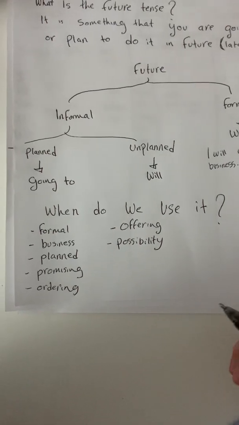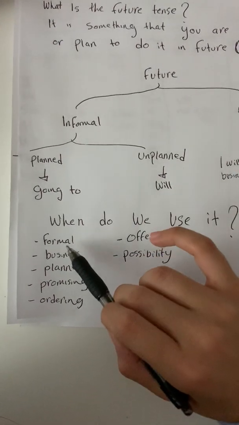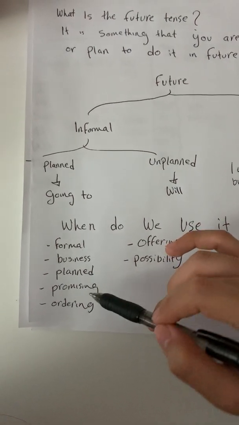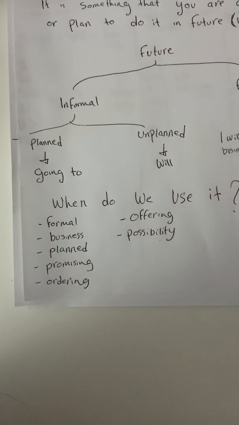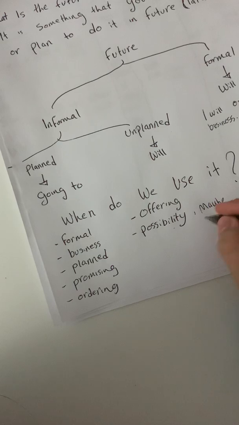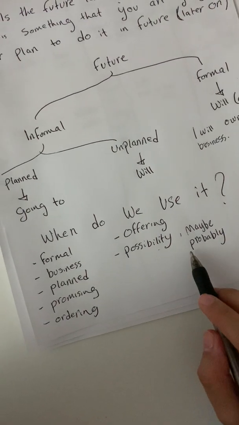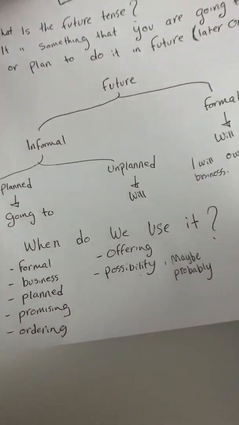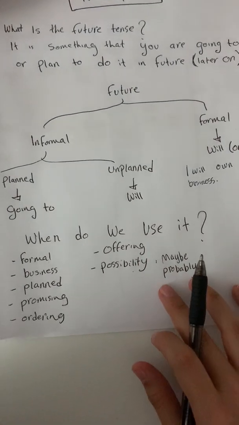Next, let's discuss when to use it. We use it at any different time, like any time that you plan to do something formal, something in business, something planned, or if you want to promise something, ordering, offering, or possibility. Possibility means using maybe or using probably. That's what I mean by possibility. You have to have one of the possibility words in the sentence, then it's going to be a possibility. Okay. Let me give you an example.